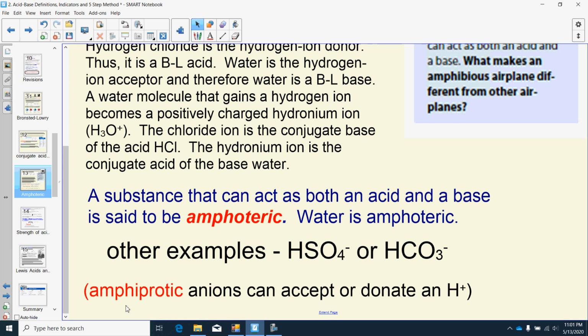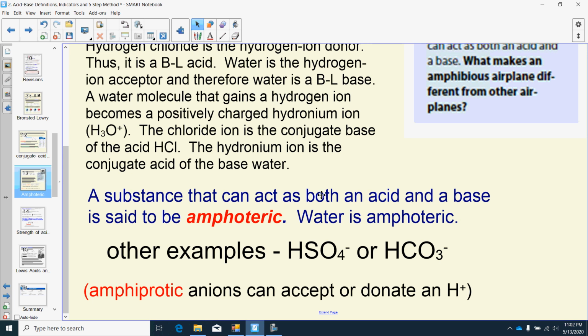You might come across this next year in first year chemistry, amphiprotic. What's the difference between amphoteric and amphiprotic? Well, there's a slight difference, and I wanted to point that out. For me, it really doesn't matter, but later on, if you move on into chemistry, you might start talking about the slight difference between them.